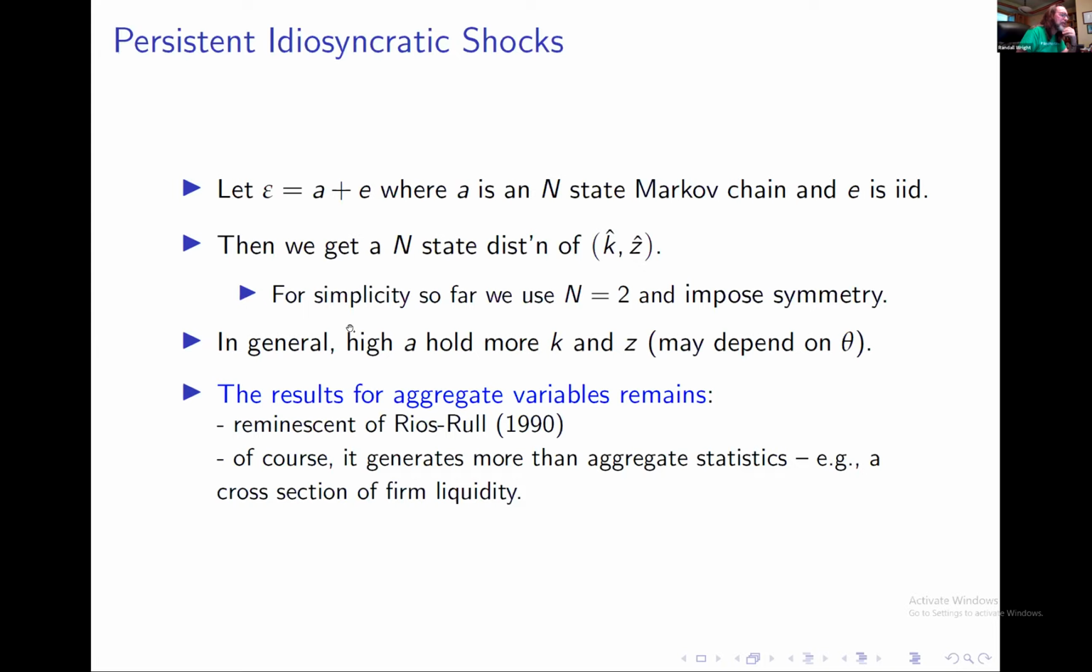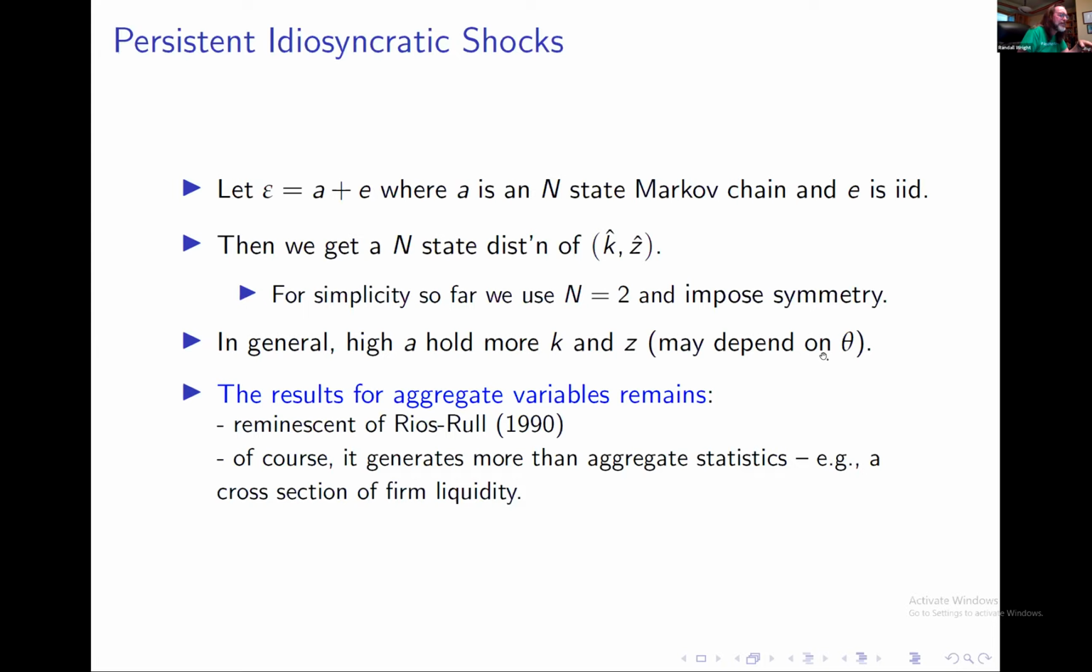Two big findings. One is interesting. If your persistent component is higher, you have more capital, no surprise. You also have more liquidity in the calibration, but that's not a theorem, that depends on parameters. That's true in the calibration.